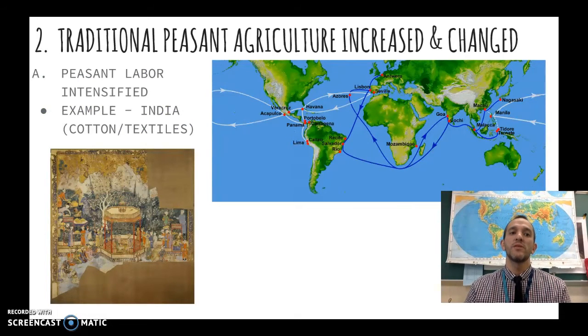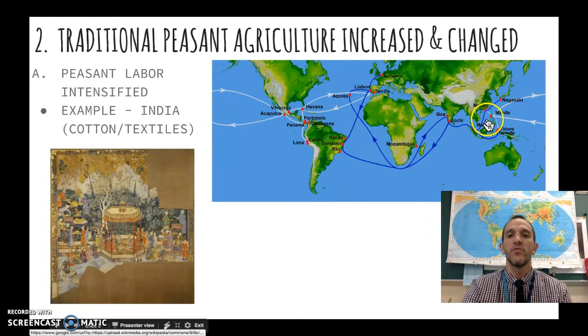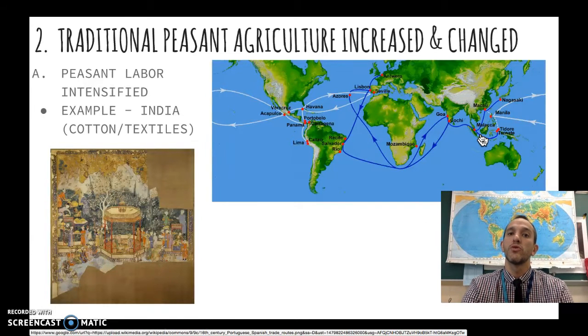Also, the second point of this is that traditional peasant agriculture is going to increase and it's going to change. There are areas around the world that are now going to really be influenced by this trade, and they realize that they can produce more goods that are desirable.